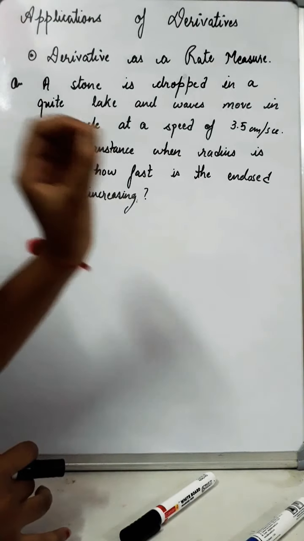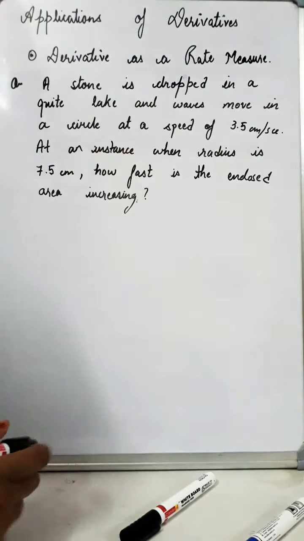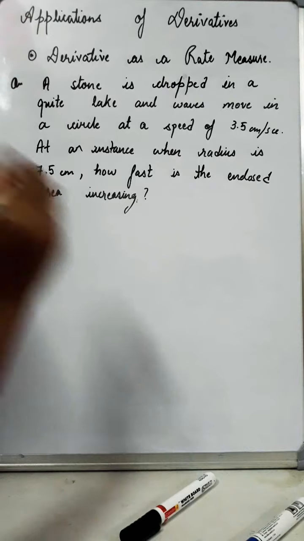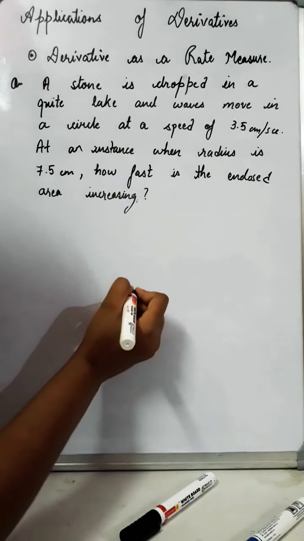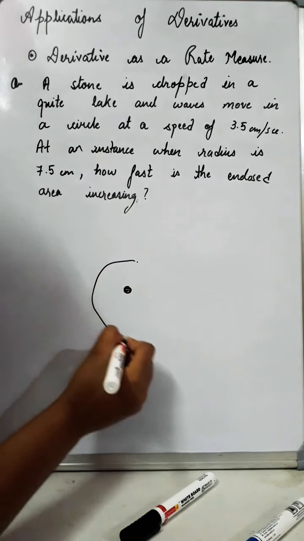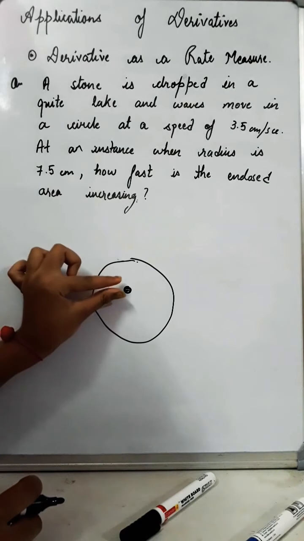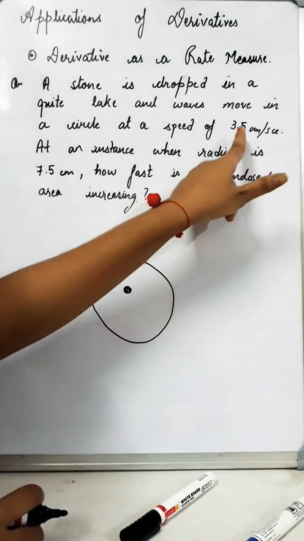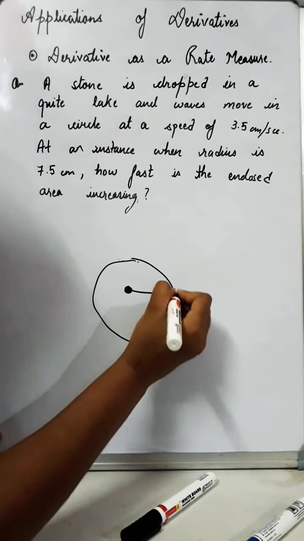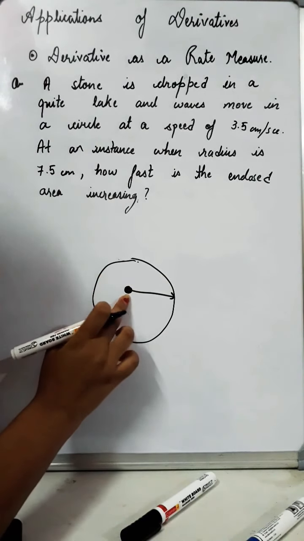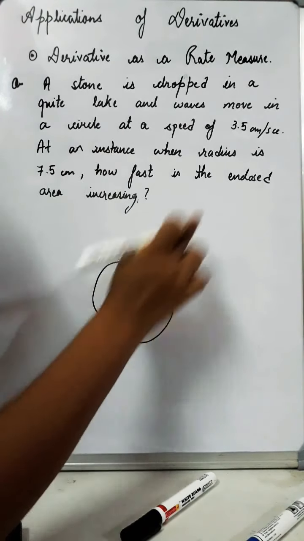A stone is dropped in a quiet lake and the waves move in a circle at a speed of 3.5 centimeter per second. That means a stone is dropped. This is the epicenter. From here, waves are emerging. A circular wave is emerging, and this wave is expanding at the rate of 3.5 centimeter per second. That means this is the distance from the epicenter, from the center, the wave is emerging. So distance is the radius here.